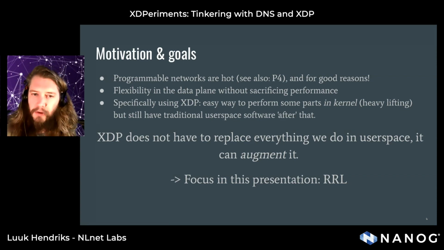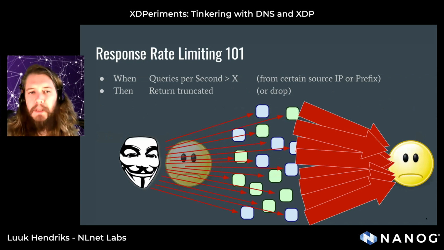And I think that's the most important takeaway of this presentation. The thing we realized after working for almost a year with XDP now is that you can use XDP to augment what you already are doing on your system. You don't have to replace everything that you're doing in user space. You don't have to replace your entire DNS name server or resolver. And the focus in this presentation to show you what we do is response rate limiting. We'll take that as a use case and show how you can make a drop-in in XDP to perform response rate limiting in your kernel.